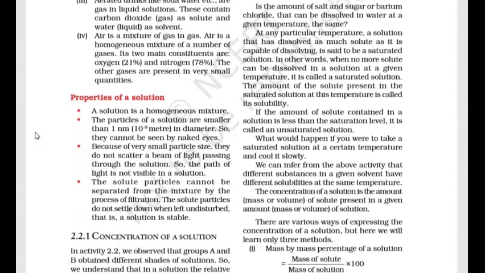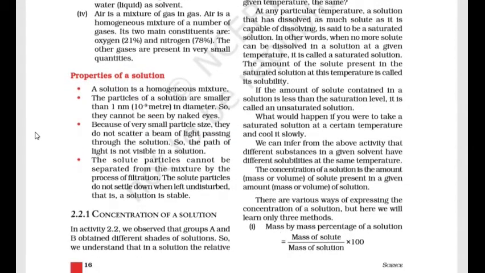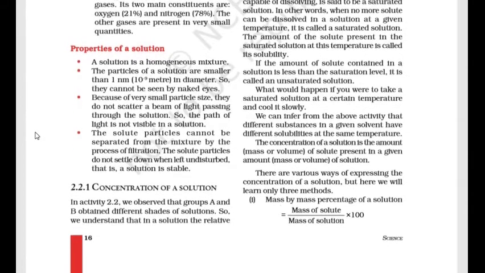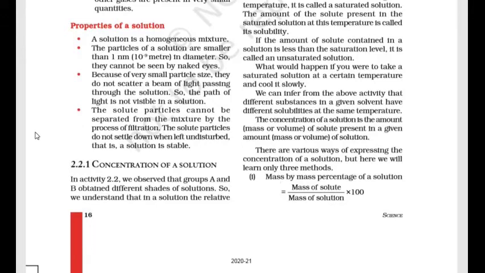Now next comes the properties of a solution. सबसे पहले हमें पता होना चाहिए कि जिसके बारे में हम रीड कर रहे हैं, what are its properties. Basically जो solution है, we all very well know कि it is a homogeneous mixture. Since the particles of the solution are much smaller, or we can say they are less than 1 nanometer in diameter, so naked eye से हम इन particles को नहीं देख सकते. And because of this very small particle size, these do not scatter the beam of light which we pass through it. So, जो light का जो path है, it will not be visible in case of a solution.